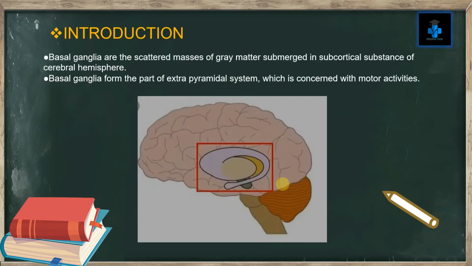Introduction. Basal ganglia are the scattered masses of grey matter submerged in the subcortical substance of cerebral hemisphere. Basal ganglia form the part of extrapyramidal system which is concerned with motor activities.